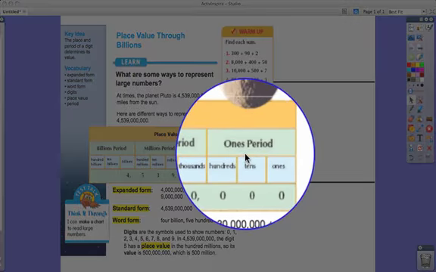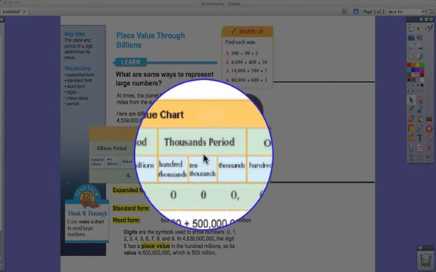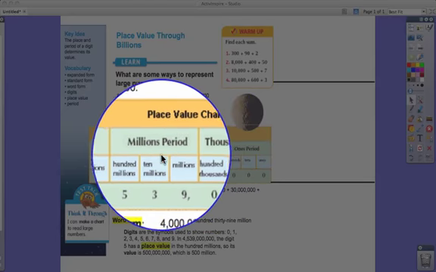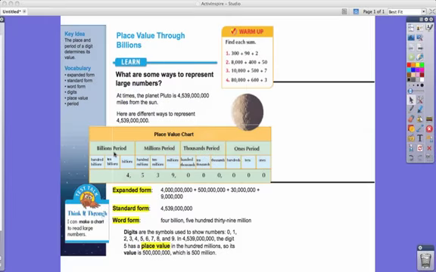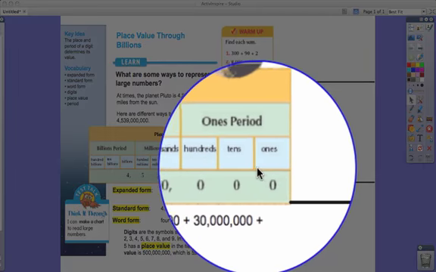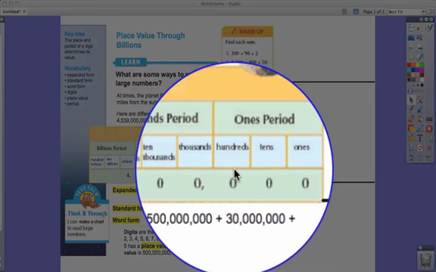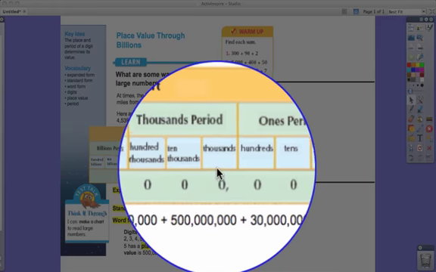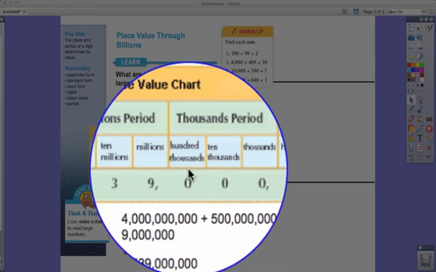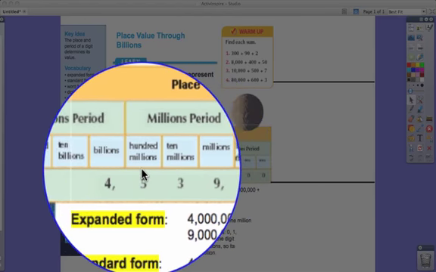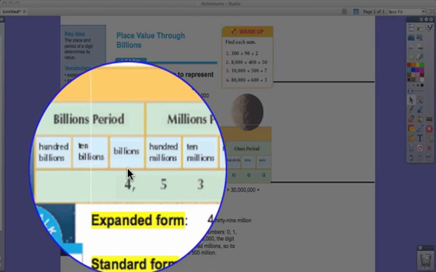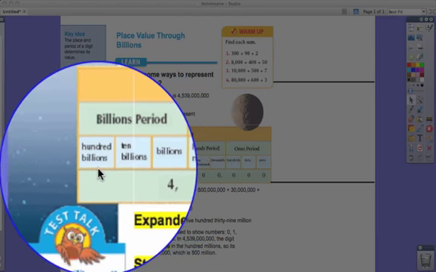Say with me: ones period, thousands period, millions period, and billions period. Now contained within the periods there are 3 place values each. In the ones period there's the ones, tens, hundreds. In the thousands period there's the thousands, 10,000s, 100,000s. And in the millions period there's the millions, 10 millions, and 100 millions. And the billions period there's billions, 10 billions, and 100 billions.